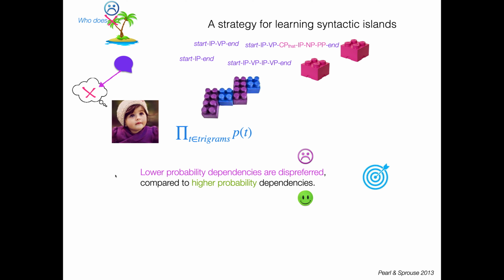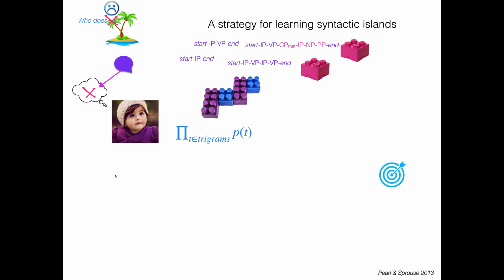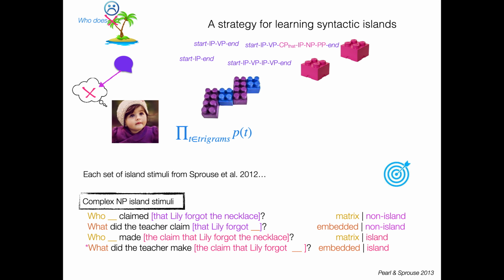Okay, right, so we're going to get a probability out, and that's what we're going to map to our acceptability judgments. So let's be a little bit more precise about how that works. For each set of island stimuli from the Sprouse and colleagues 2012 studies, remember, here is an example of our complex NP island stimuli set.